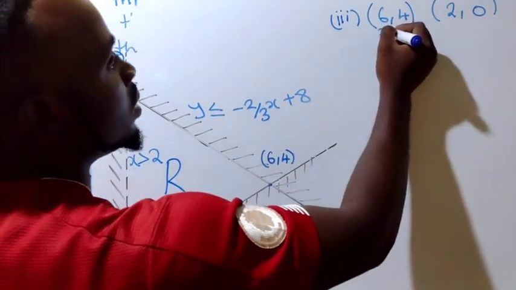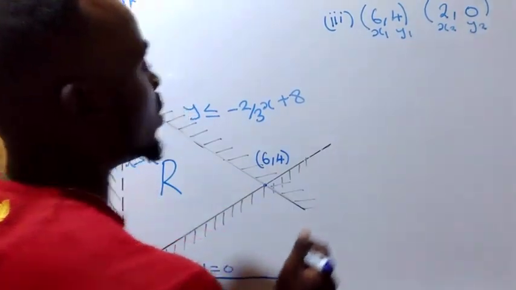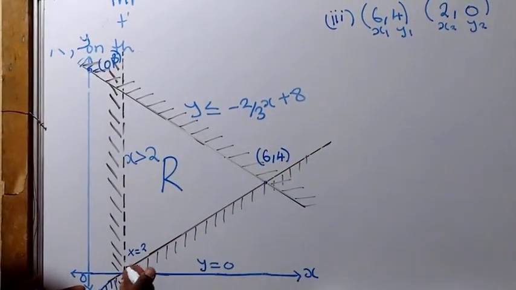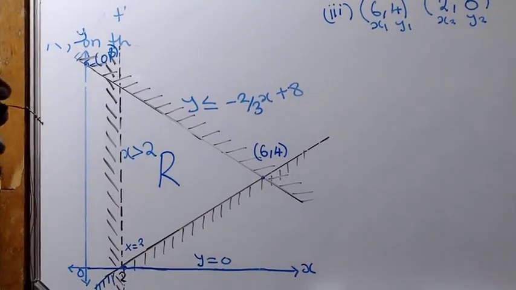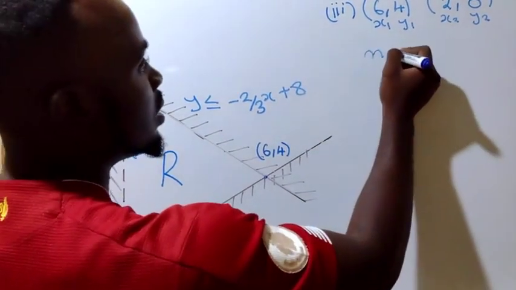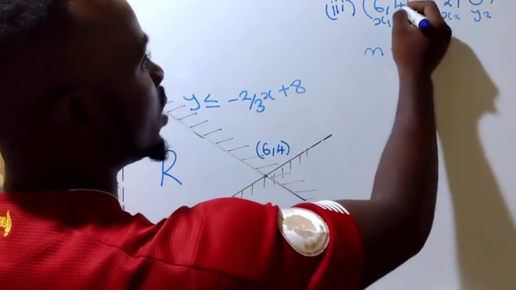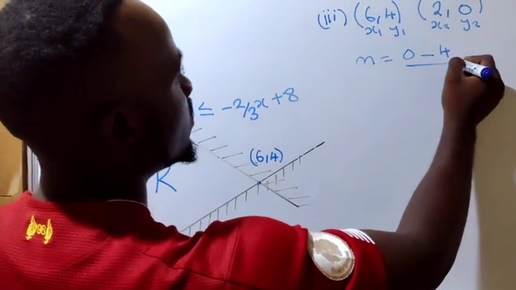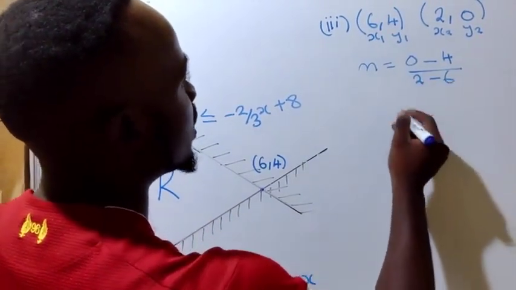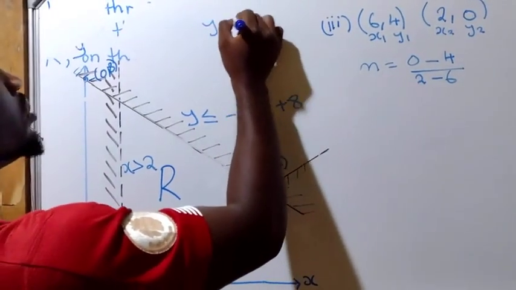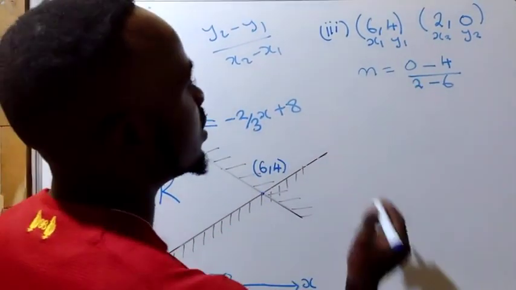Then we name our coordinates x1, y1, x2, y2. Okay, so again we find the gradient of this line, then we use it to find the equation of the straight line. That's when we'll be able to come up with an equality. So our gradient equals y2, which is 0, minus y1, which is 4, over x2, which is 2, minus x1, which is 6. I do hope you understand this. It's coming from y2 minus y1 over x2 minus x1. So I'm just writing it straight.